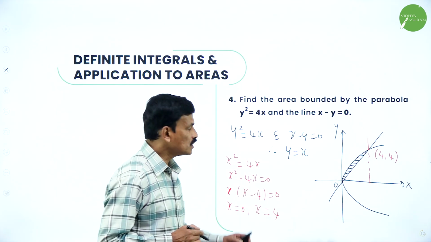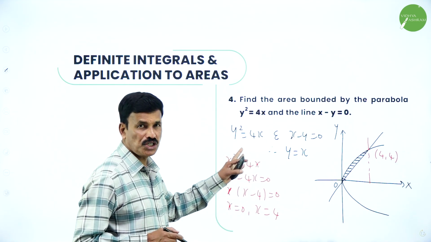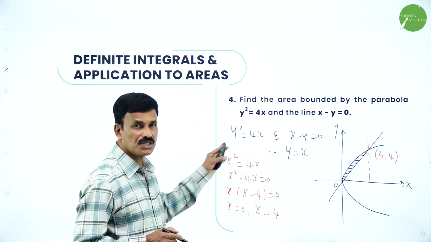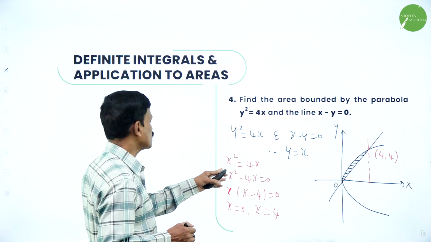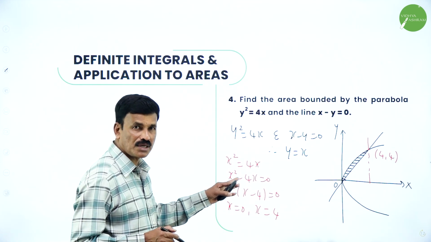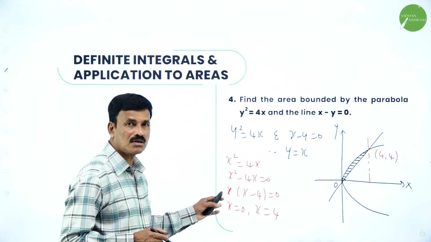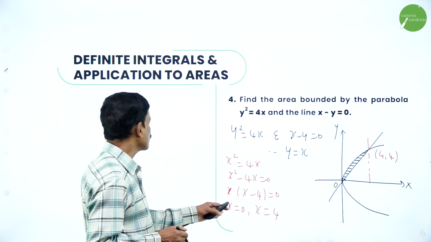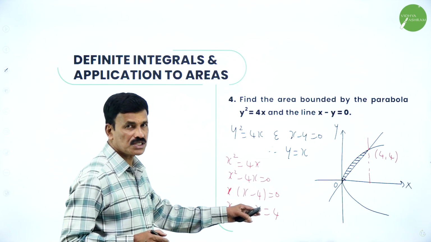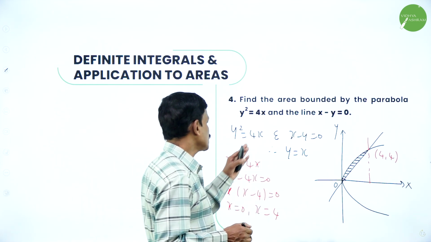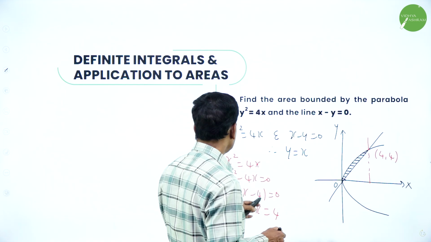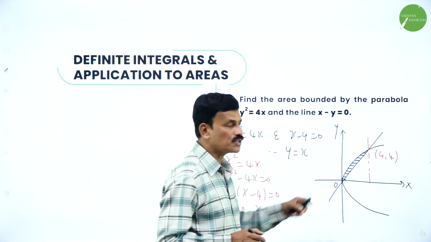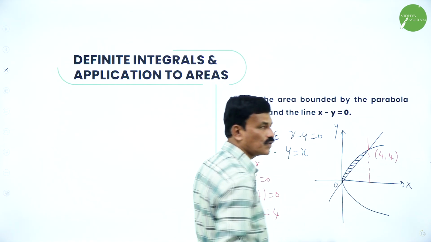Right. Now listen to me. Just solving these two equations, y square is equal to 4x and x is equal to y, substitute the value of y is equal to x in this equation. y square is nothing but x square is equal to 4x, x square minus 4x is equal to 0. You can take x common factor, x into x minus 4 is equal to 0. So therefore x is equal to 0 and x is equal to 4. So when x is equal to 0, y is also equal to 0. When x is equal to 4, y is equal to 4, for the square root of 16 is 4. So therefore the points are 4 comma 4.